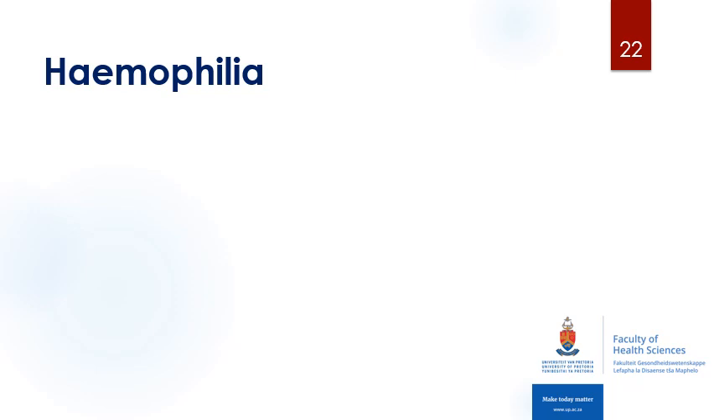So lastly, we'll take a look at hemophilia. This is a rare hereditary bleeding disorder. So you inherit a defective gene that results in a deficiency in one of your clotting factors.